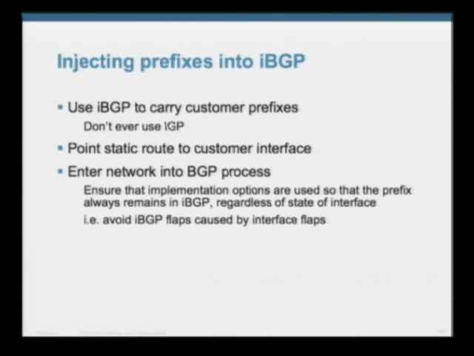Things that folks do: point a static route to the customer, and then you can redistribute statics into IBGP, or whatever else your implementation does. You want to make sure that the prefix always remains in IBGP.